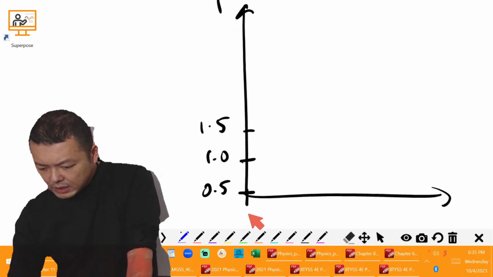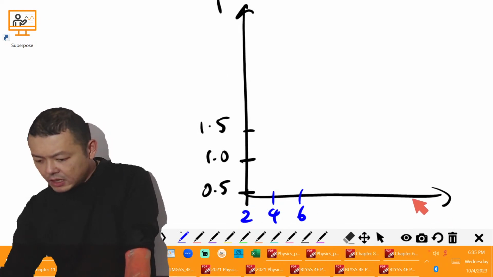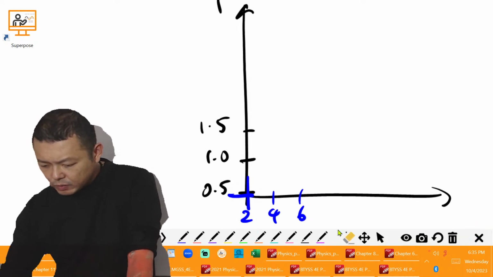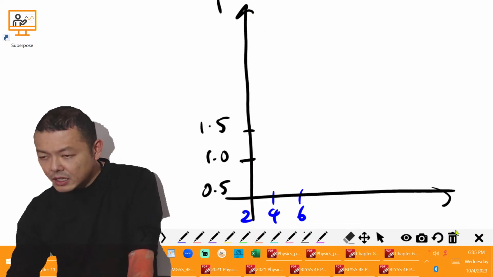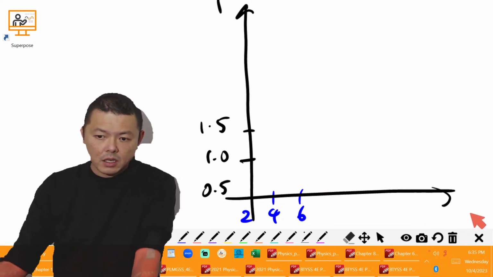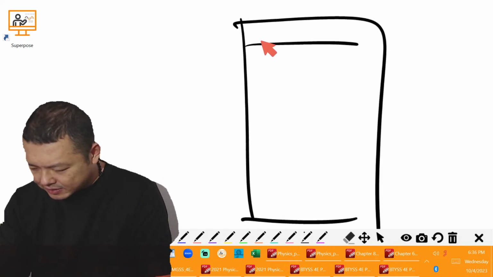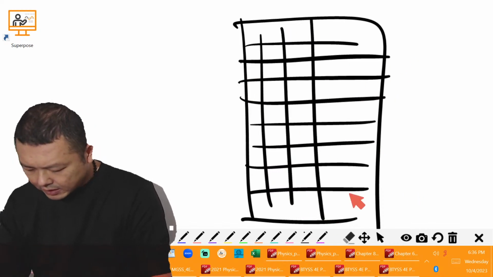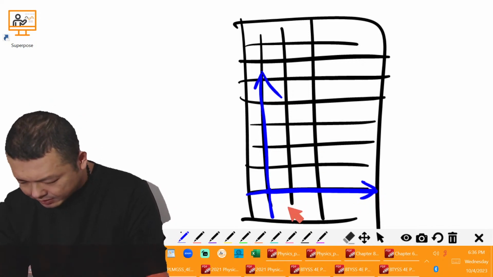Let's say it's like 2, 4, 6 like this. You just plot it right at the cross here. When you draw the two axes, they naturally make a cross. But the graph paper has grid squares like this, right? Then you draw your line from here and here. But I'm saying that the values start from here.